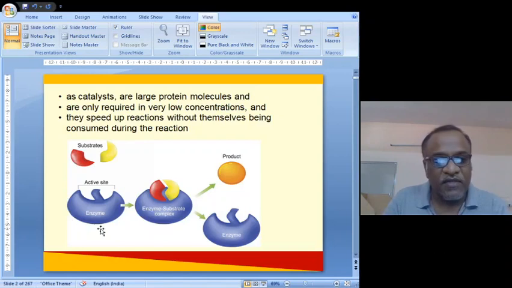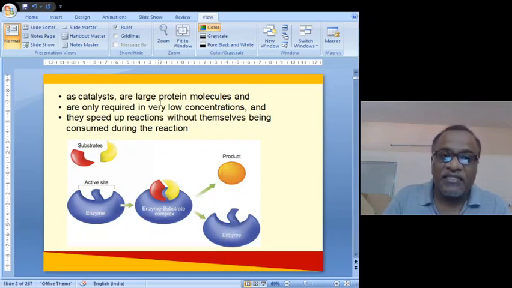We have a beautiful illustration over here. We have the substrate molecules. We have an enzyme molecule. There is something called the active site. The substrate molecules bind to the enzyme, forming a complex called the enzyme substrate complex. After the reaction, the product is formed, releasing the free form of the enzyme. So enzymes are not consumed during the reaction, but they speed up the reactions.